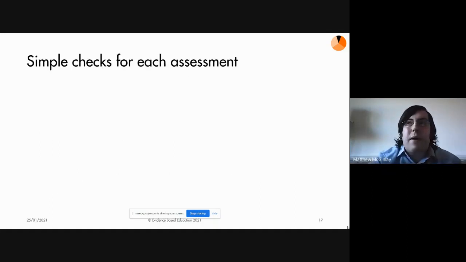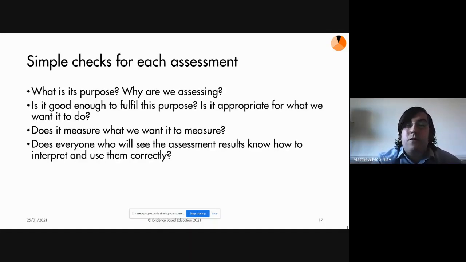So when you're thinking about any of your assessment practices, I think there are some simple checks to think about. Which is, what is the purpose? Why are we assessing? Does the assessment that we have have the capacity to actually fulfill this purpose, and is it appropriate? Does it measure the things that we want it to measure?